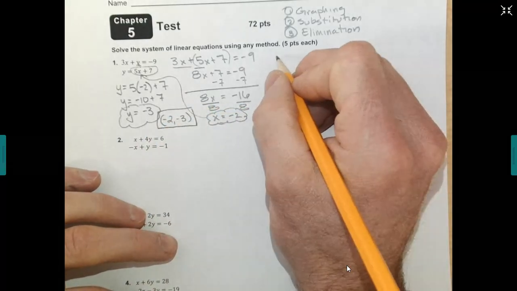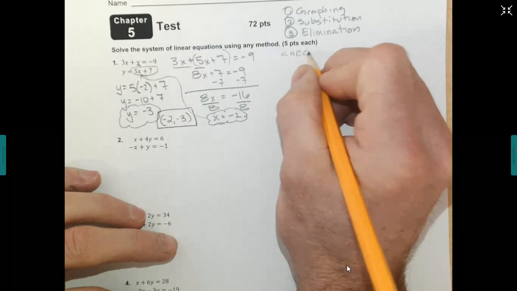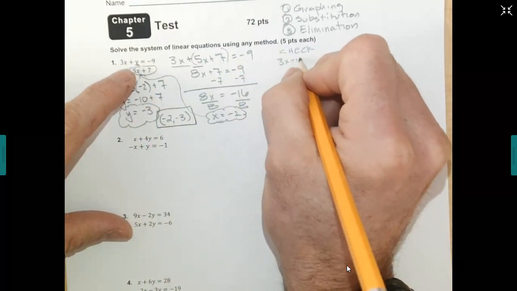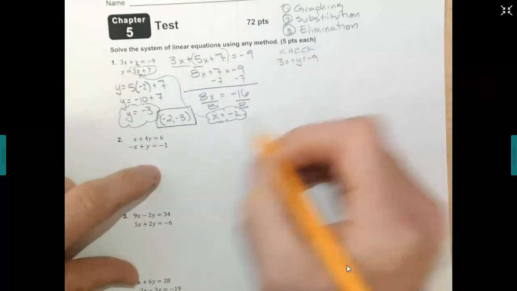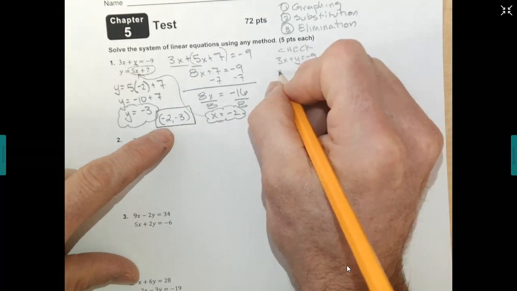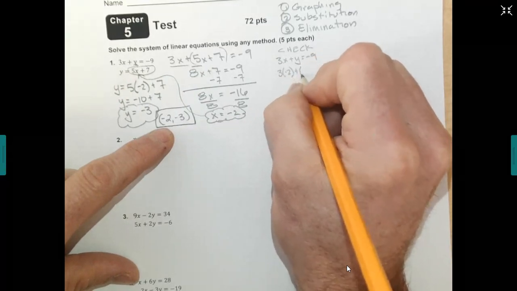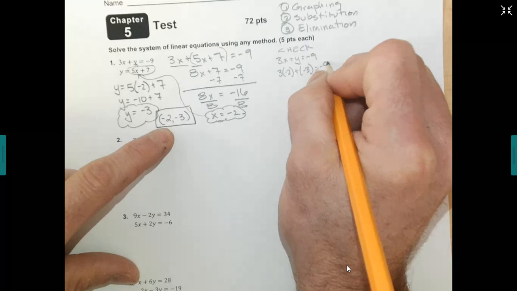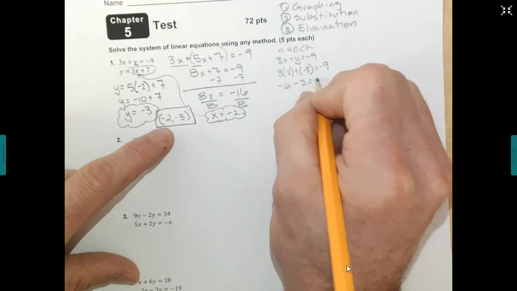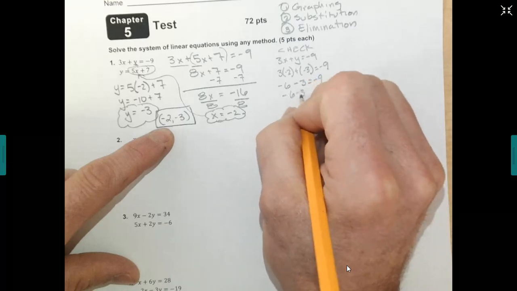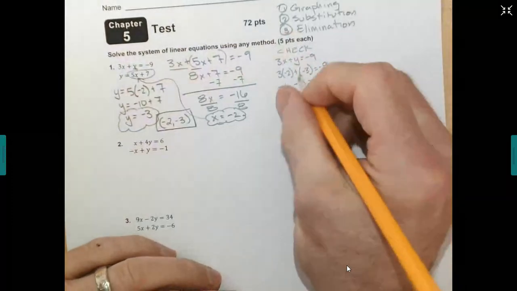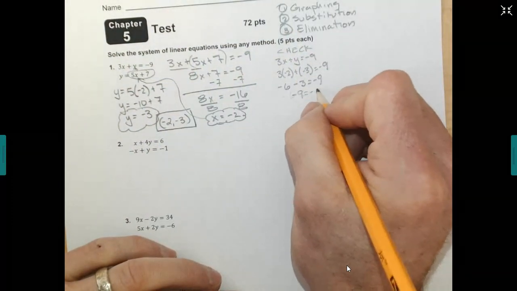Now, how do I know if that's my answer? Well, let's check. So I have my first equation, which is 3x plus y equals negative 9. So I'm going to plug in my negative 2 for x, my negative 3 for y. So 3 times negative 2 plus negative 3 equals negative 9. Negative 6 minus 3 equals negative 9. Negative 6 minus 3 is negative 9. So I get negative 9 equals negative 9.